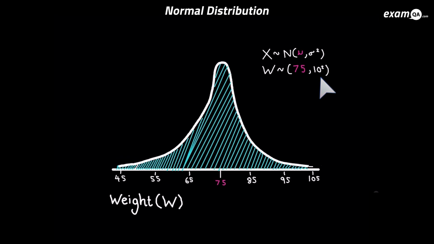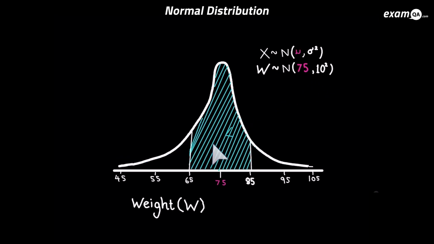Now, there's a few areas we need to memorize. So here, I've got the area which is one standard deviation above the mean. Remember, variance is 10 squared, so the standard deviation is 10. So the mean is 75. I've gone 10 above that, which is 85, and 10 below that, which is 65.